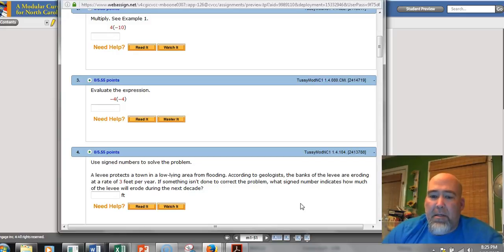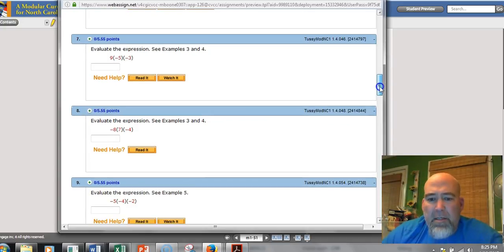Looking at a couple of examples, number 3: I have two numbers that are multiplying, and when I multiply two numbers that are the same sign, these are both negative, my answer will be positive. Good. And so then we just multiply the numbers 4 and 4 and we'll get 16. So a negative 4 times a negative 4 is a positive 16.